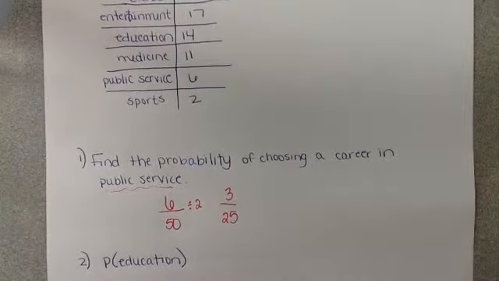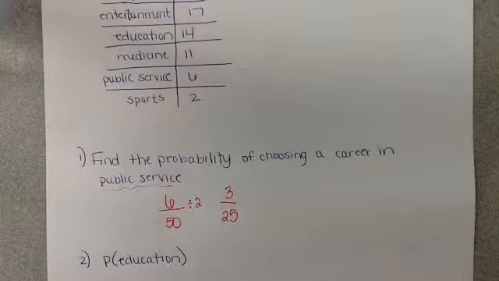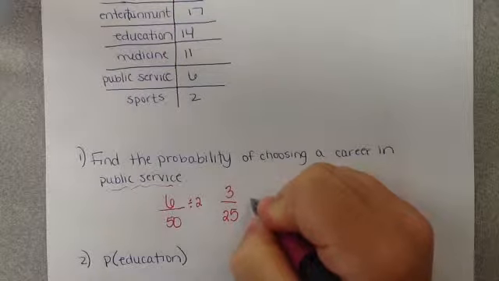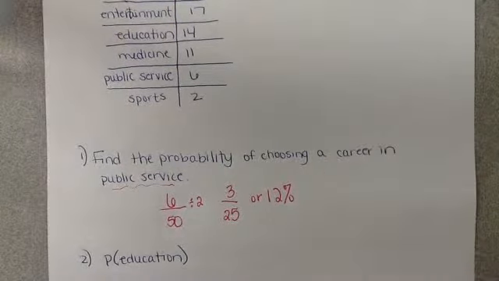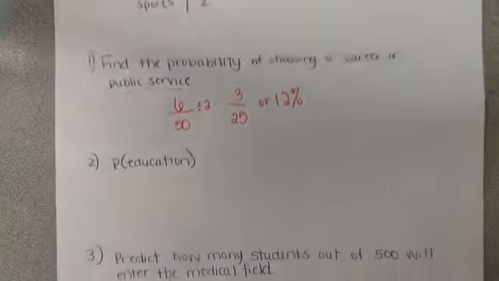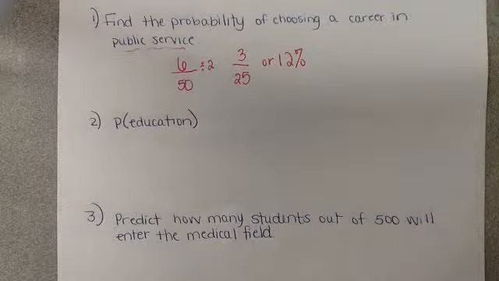And we should also write a probability as a percent. So change that to a percent. To change that to percent, we do top, divide bottom. And what percentage is this? 12%. Okay. So using that data to find the probability of choosing a career in public service. This next one is the probability of picking someone in education. Take a minute and try this one on your own.